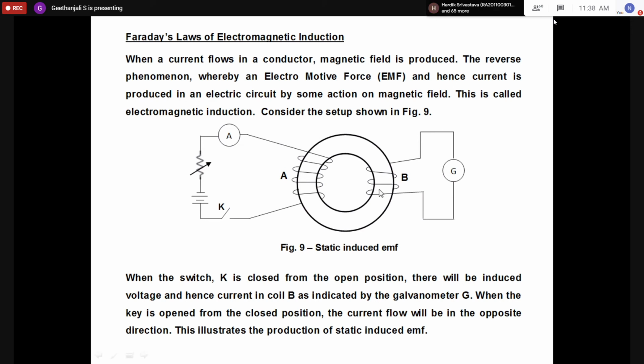So mutually induced EMF means what? The induced EMF is present in the coil. The cause for the induced EMF in the B coil depends on the first coil. There will not be any current flow in the B coil.